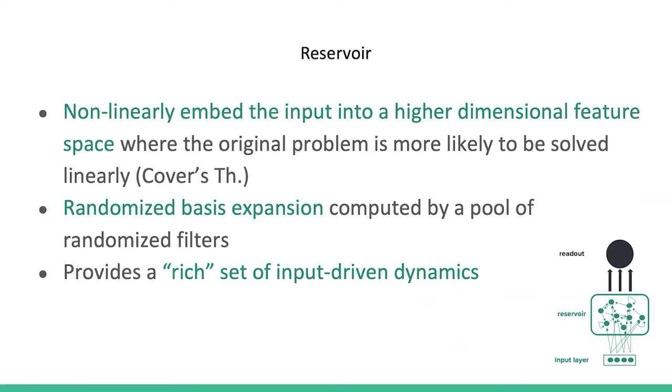So we know that if we do this in practice, the original problem will be more likely solved linearly in the reservoir space. So this is one of the biggest motivations of reservoir computing. Let's say you can also see this like a randomized basis expansion computed by a pool of randomized filters, okay? That aims at providing a rich, a diverse set of input-driven dynamics. And based on these input-driven dynamics, you can compute the output or classify the time series, for example, more easily, okay?